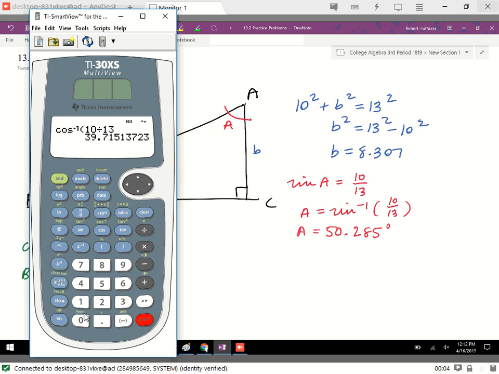But I'll also say that you could have done this by saying 90 plus 50.285 plus B equals 180. Therefore, B equals 180 minus 90 minus 50.285. And you would have ended up with 39.715 either way.